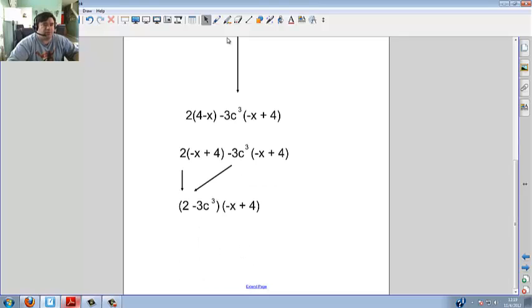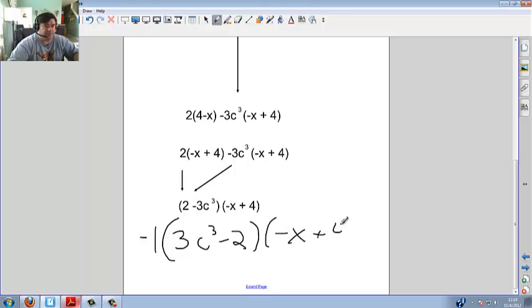Now, if I wanted to go one step further and put a positive sign here, how would you do that? Well, I could change this to 3c cubed minus 2 by times by negative 1. And what I mean by that is that way it flips these signs. So now instead of negative 3c cubed it becomes positive 3c cubed. Instead of positive 2 it becomes negative 2. And I had to pull a negative on the outside though. Then I can take negative x plus 4.